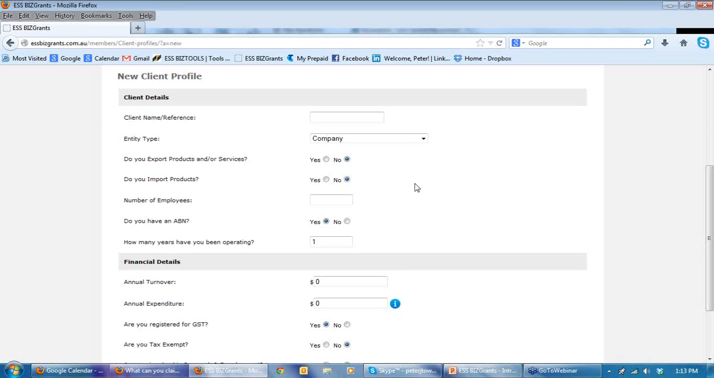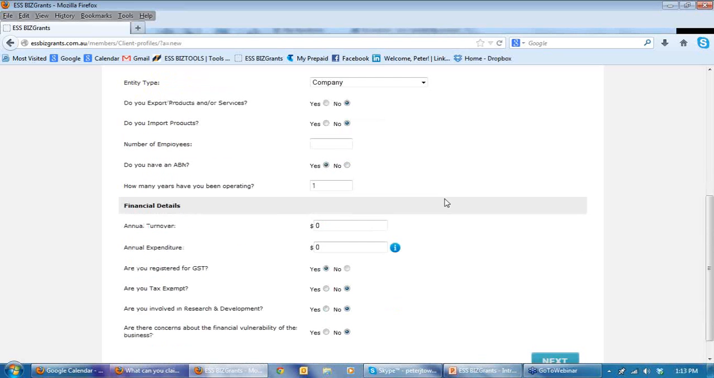Importing of products, there are some grants or deferments built around GST and import duty. So we just want to know so we can identify those grants. Number of employees can be very important for some grants, primarily some of the state and territory grants.